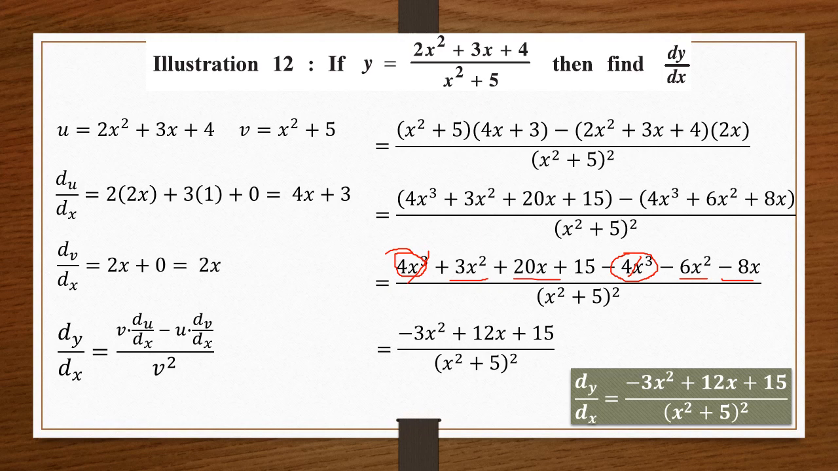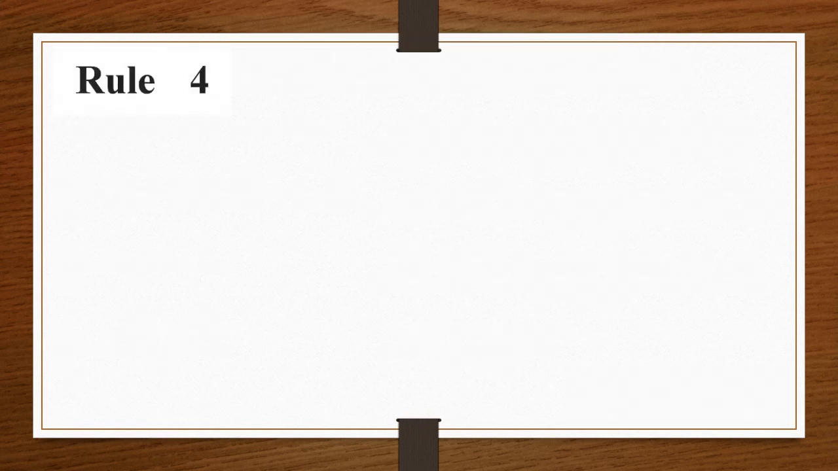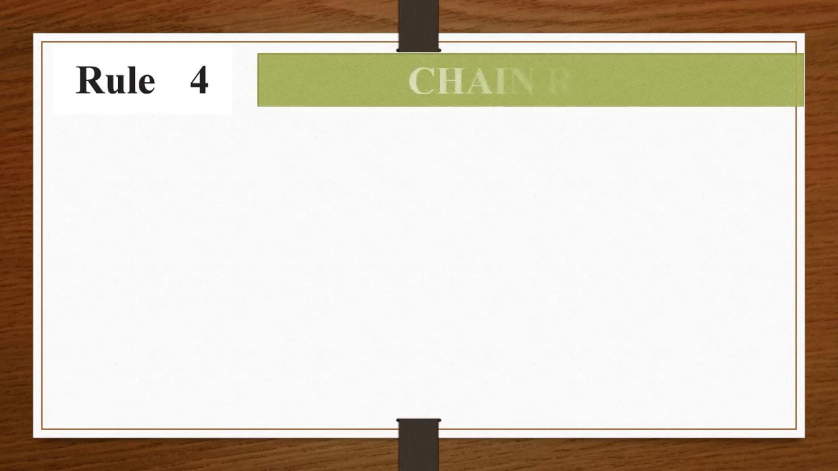This was the second example of the division method. Right now I am stopping here with this rule. We will start with the next rule, but in the following tutorials I will be explaining all these rules with certain examples. Rule number 4, it is known as the chain rule.